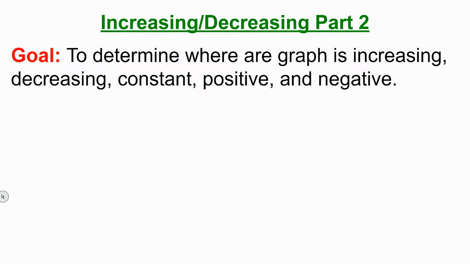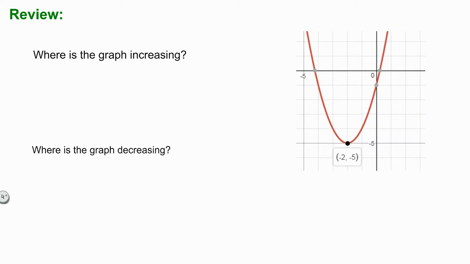In this video, we're going to continue discussing increasing and decreasing in function graphs. What we're going to focus on in particular is the proper notation to describe when a graph is increasing, decreasing, constant, positive, and negative. So let's review a few things before we get too far.